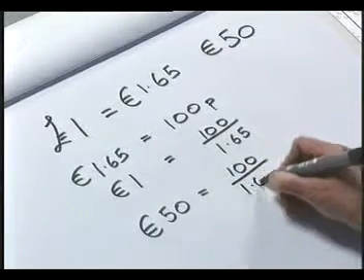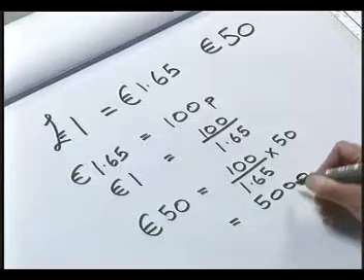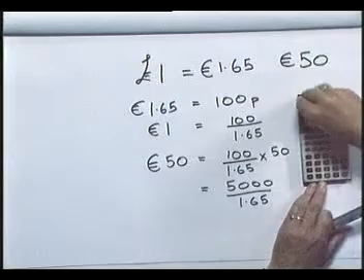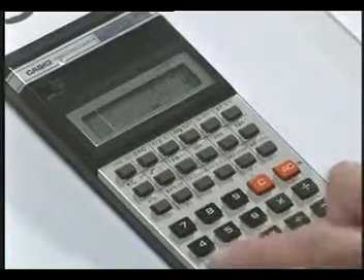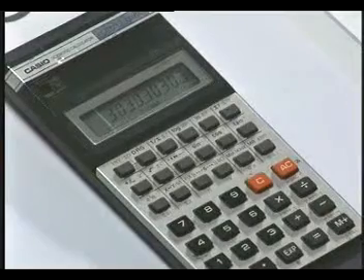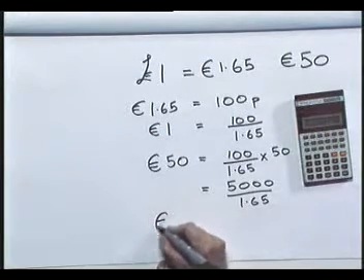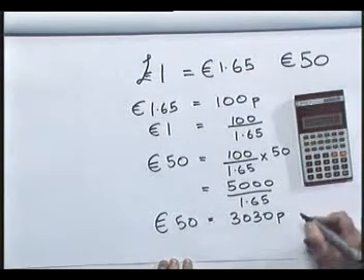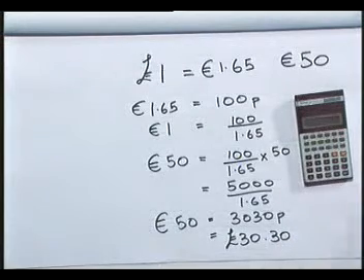That's 100 over 1.65 multiplied by 50. And that is 5,000 divided by the 1.65. Now, I am not going to do this by long division. I'll use my calculator. And I just type in the relevant numbers. 5,000 divided by 1.65 equals 3,030.30.30, repeating. So 50 euros equals 3,030 pence to the nearest pence, which is £30 and 30p.